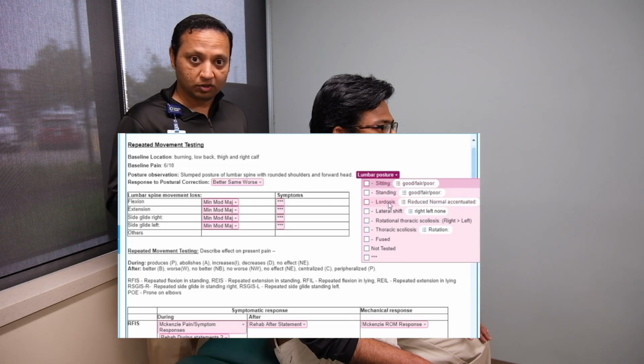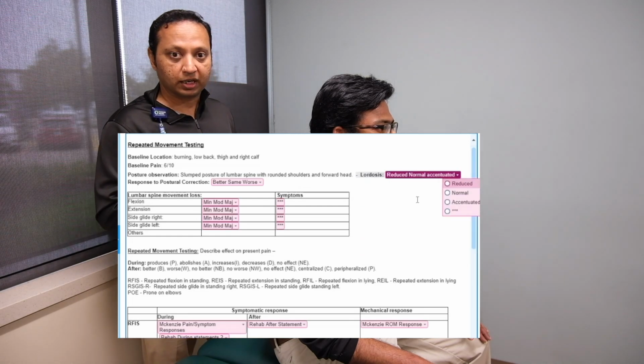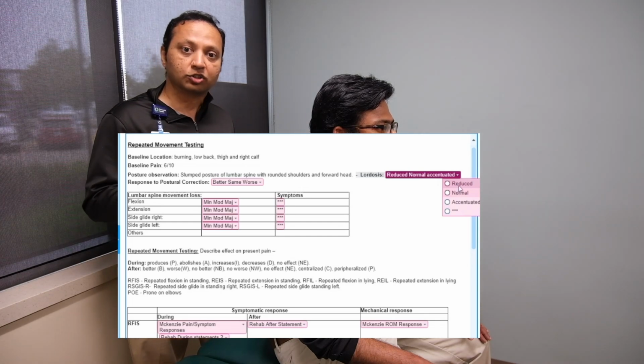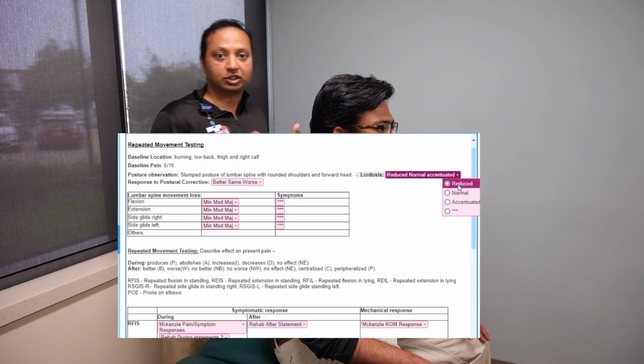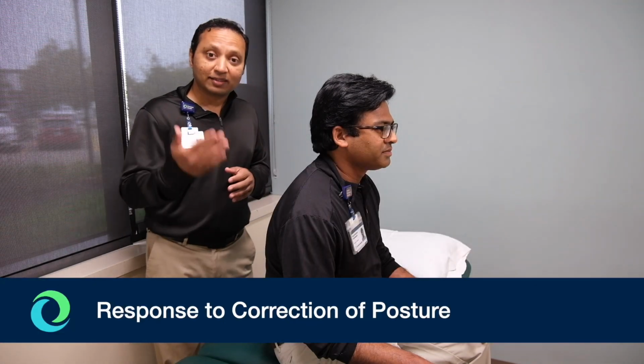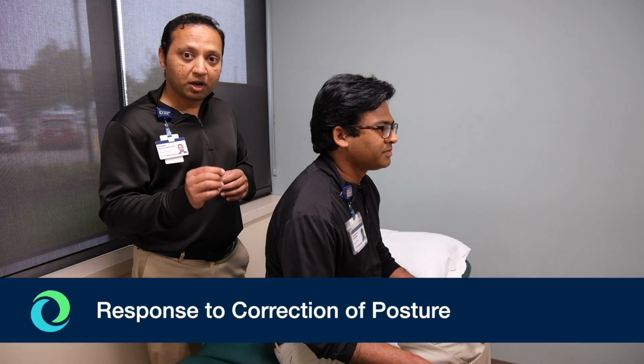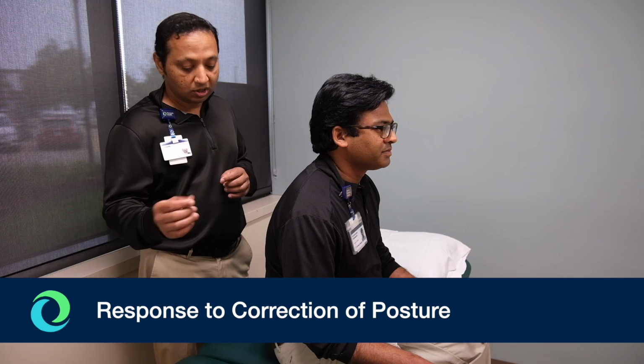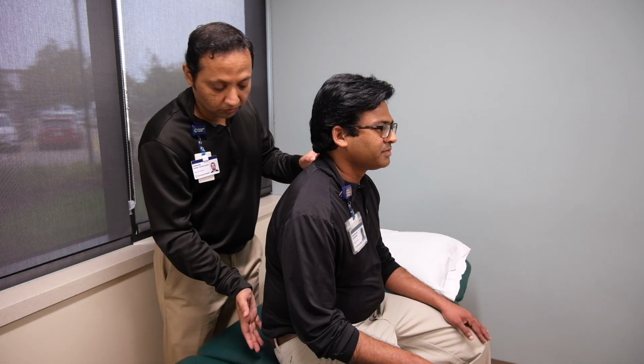Now, next to the default, there is also a place where we can document if we see any other versions of posture, including lateral shifts and such. The next section in the SmartPhrase is response to correction of posture. So here we are going to do a posture correction for seated position.